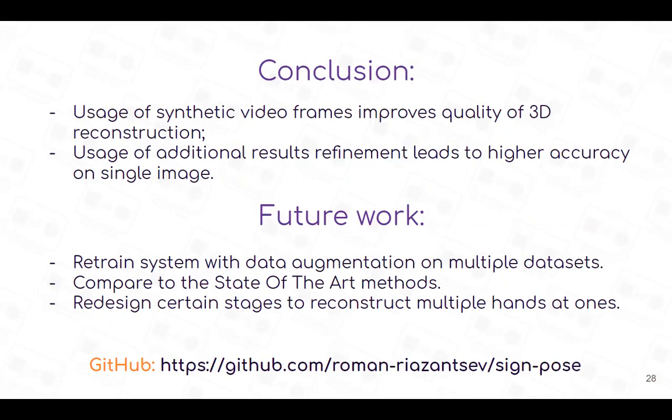the next right step is to retrain the system with data augmentation to make it generalize well to multiple datasets and different sign languages. After that, we will be able to compare it with the state of the art on certain datasets. And at the moment, the network, or rather system of networks, only works with one hand, and it is needed to add detection of a second hand to be able to work with more complex hand gestures in sign language. So thank you for your attention.